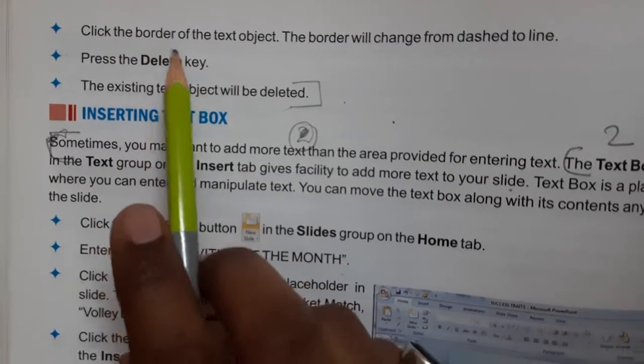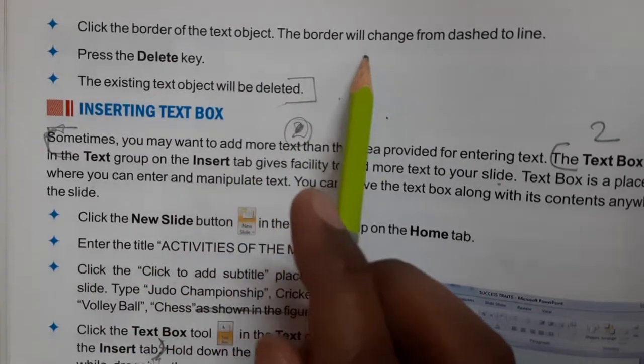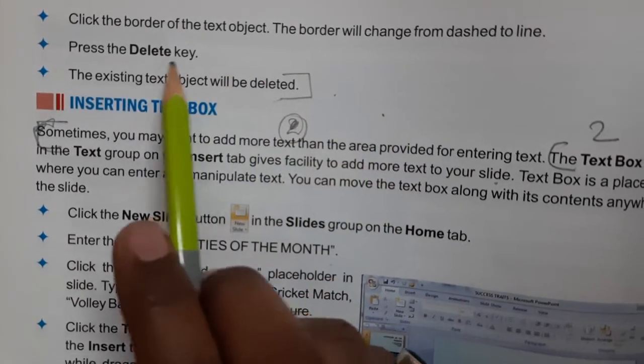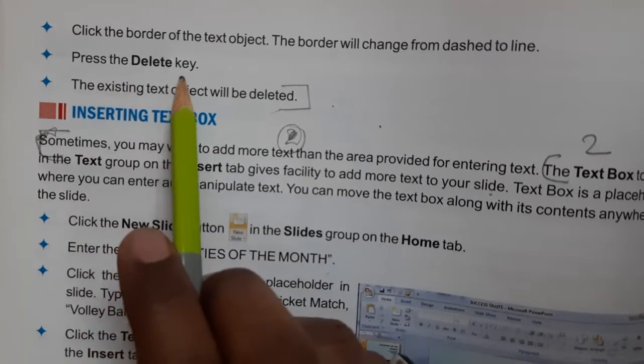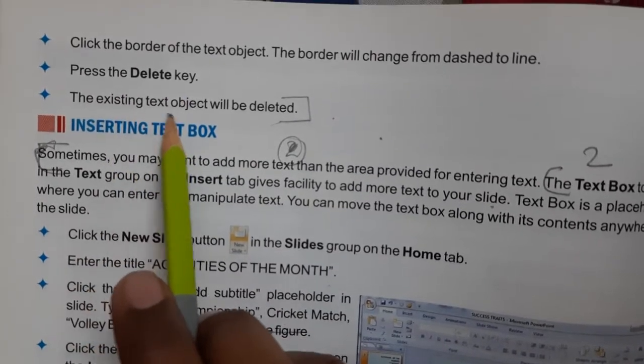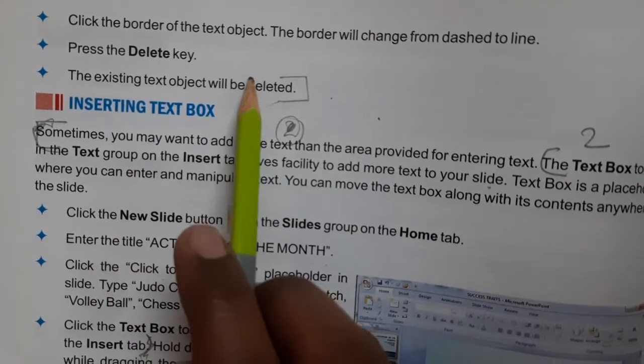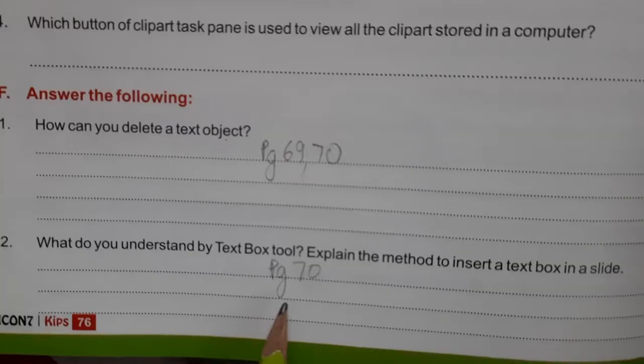Now second point, click the border of the text object. The border will change from the dash to line. Next, press the delete key, then the existing text object will be deleted. So this is the answer number 1.